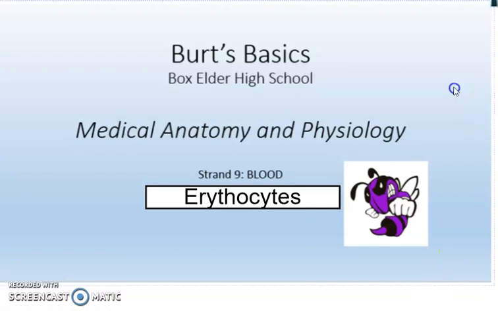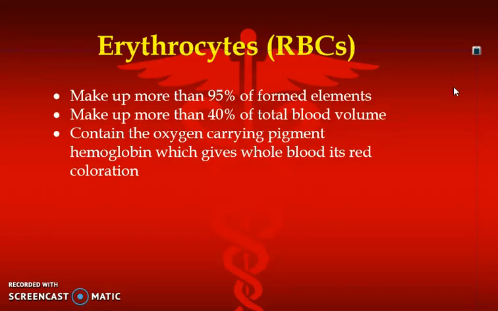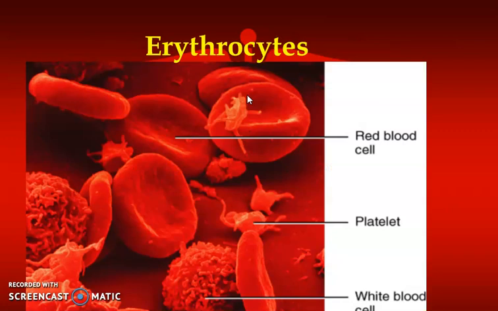Just a couple notes on erythrocytes so you know what they are. Remember, erythro is your red. So these are your red blood cells. It says they make up 95% of the formed elements. That means they are the majority of the cells found in our blood. But I want to go into what they do.